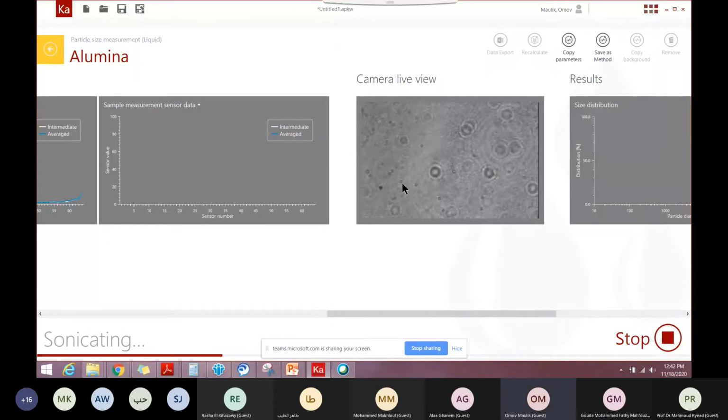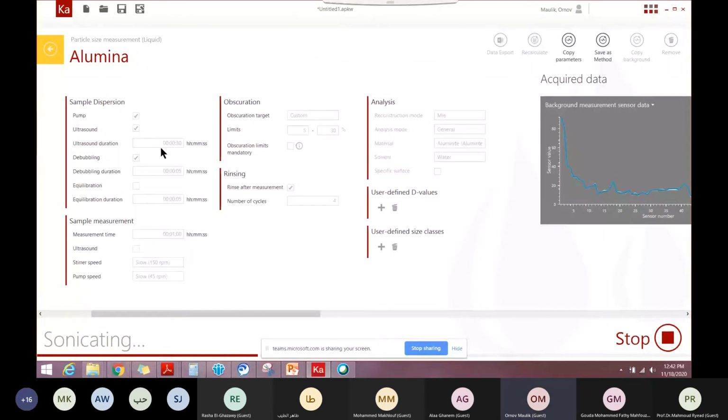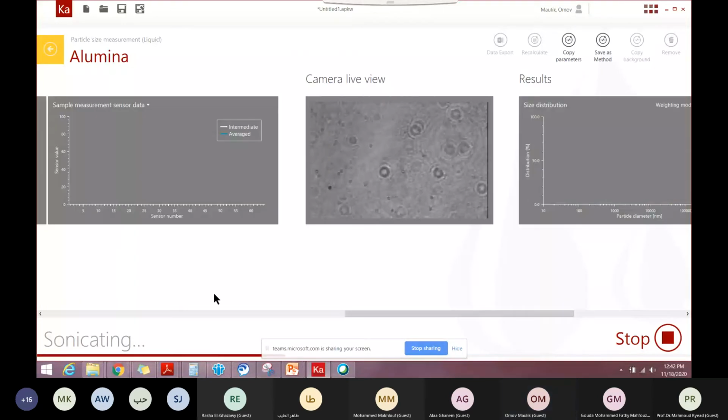So it is sonicating for 30 seconds, as we have actually used sonication for 30 seconds in the input parameter. So first it will sonicate and then it will start measurement. So you can, I think, see in this live camera the particles which are moving in the dispersion, and this is the diffracted light data.